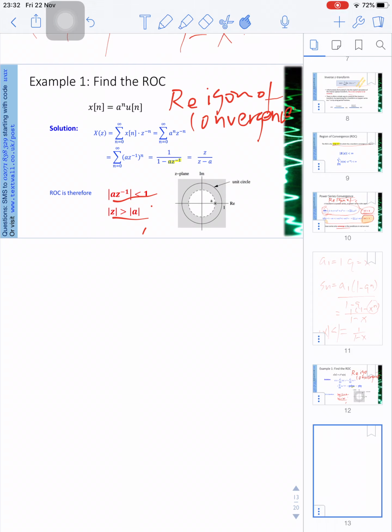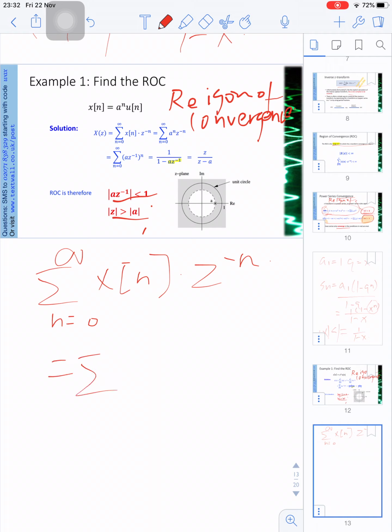The Xz is just the summation from 0 to infinity of xn times z to the power of minus n. Let's just apply the xn there, and since the un is not necessary because we are talking about one side, I am only left with a to the power of n. Therefore, we get the n outside, which is the norm of a times z to the power of minus 1.